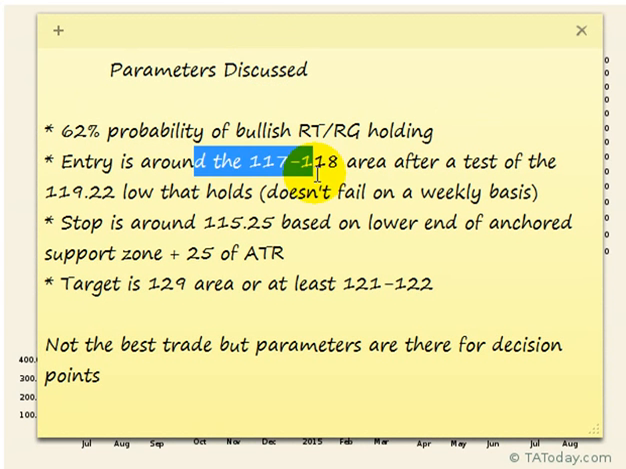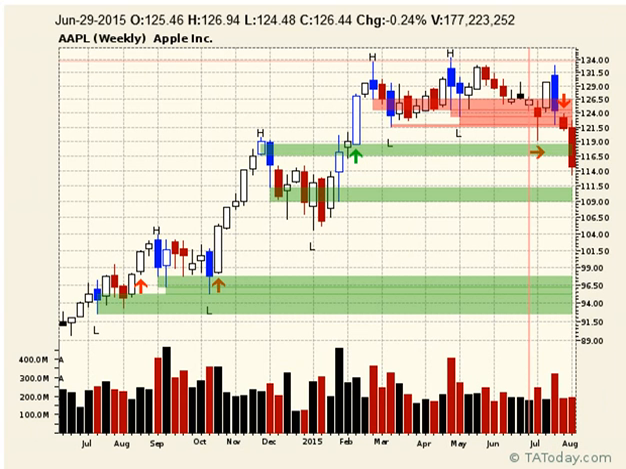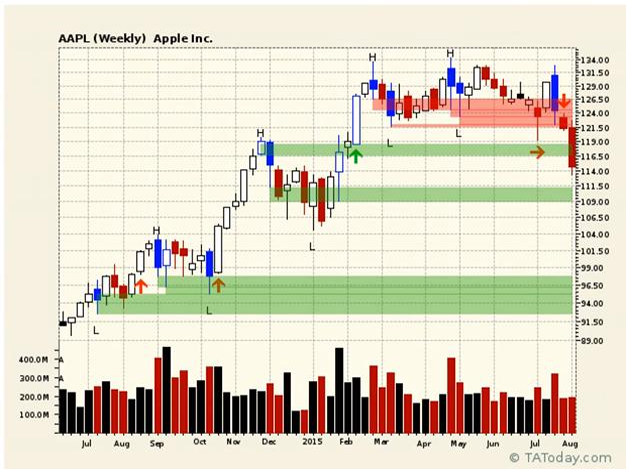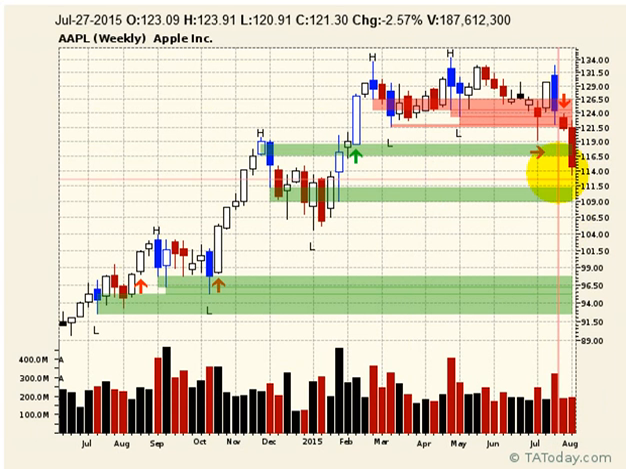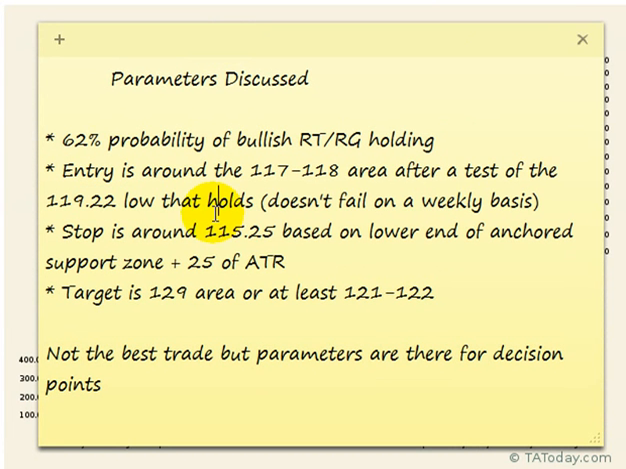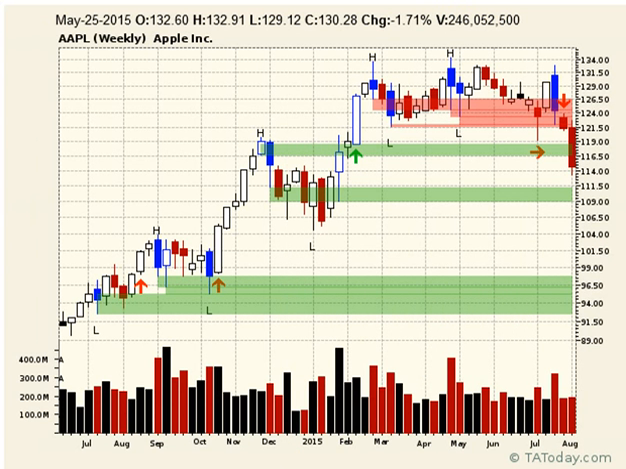That whole entry area would have been around this area if a test of this 119.22 low holds. Well, that didn't happen, so that's out the window. Right, that part of it. So now you kind of have to tweak your parameters based on what happens from here, with respect to this particular point in trade. The stop would have been there. That would have got washed out today if it happened, because it got down to 113 something, and the target would have been back up here. So that's kind of out the window. That's not going to happen.